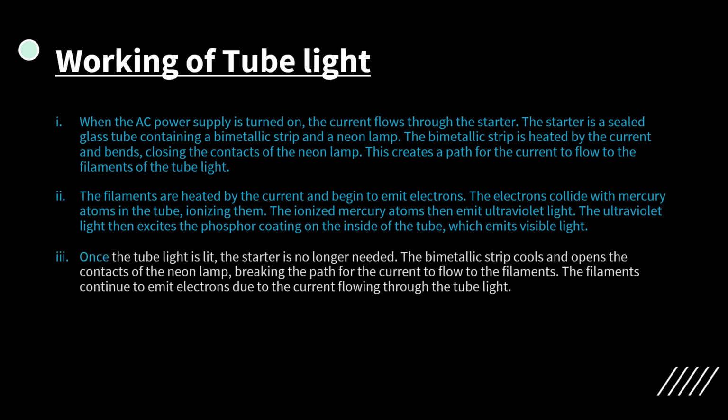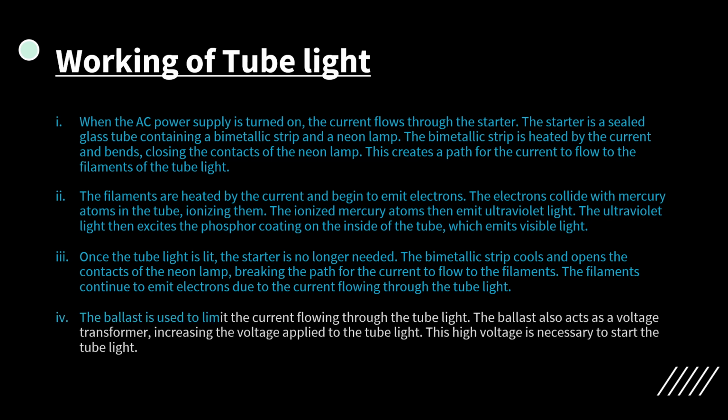Once the tube light is lit, the starter is no longer needed. The bimetallic strip cools and opens the contacts of the neon lamp, breaking the path for the current to flow to the filaments. The filaments continue to emit electrons due to the current flowing through the tube light. The ballast is used to limit the current flowing through the tube light. The ballast also acts as a voltage transformer, increasing the voltage applied to the tube light. This high voltage is necessary to start the tube light.